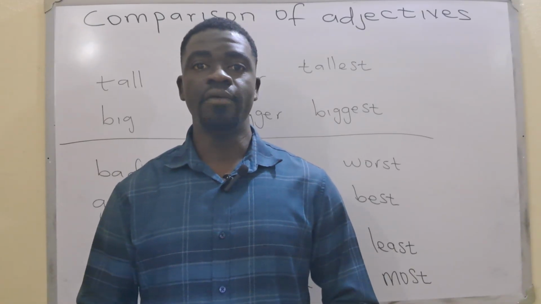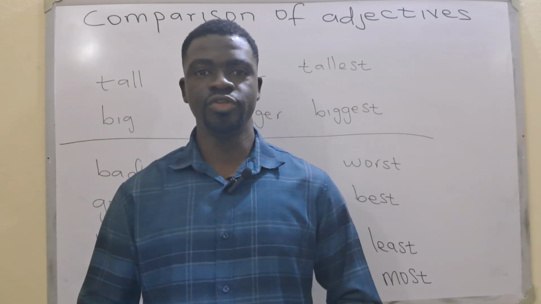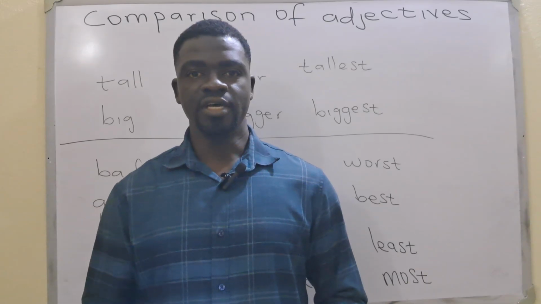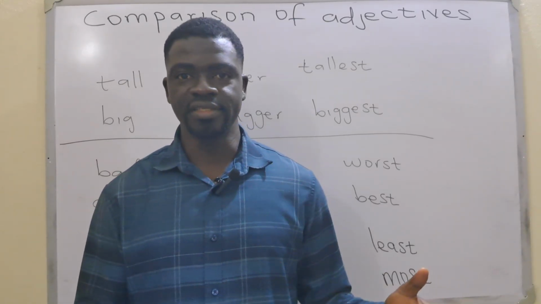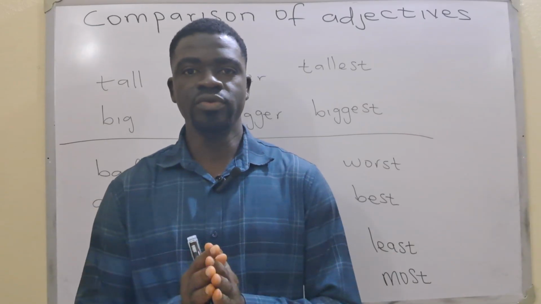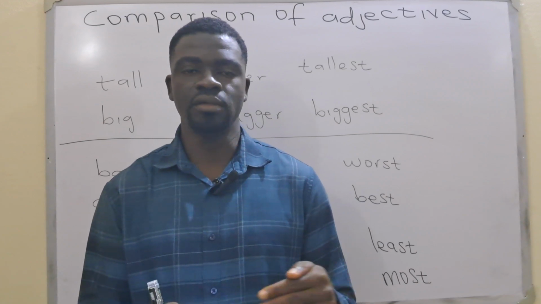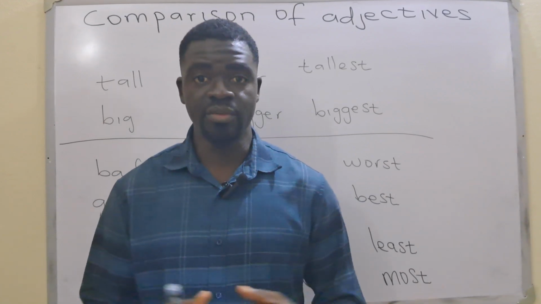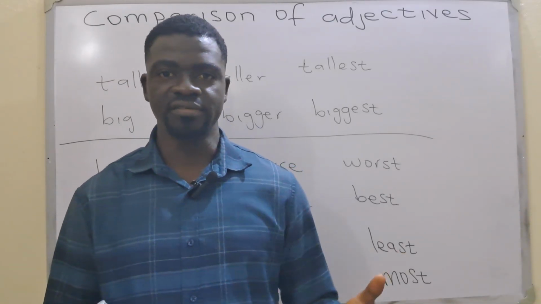We are going to continue our lesson on adjectives. Today, I'm going to teach you how to compare adjectives. Sometimes you have one thing in different qualities or different degrees. You can use one word to describe all of these qualities or degrees. So, adjectives can be comparative or superlative.